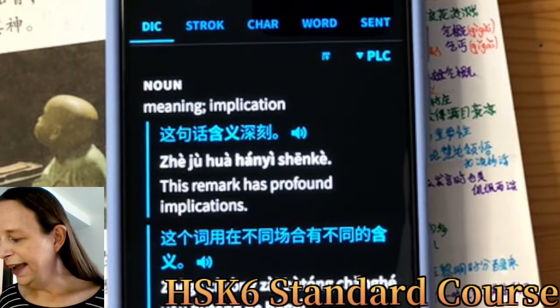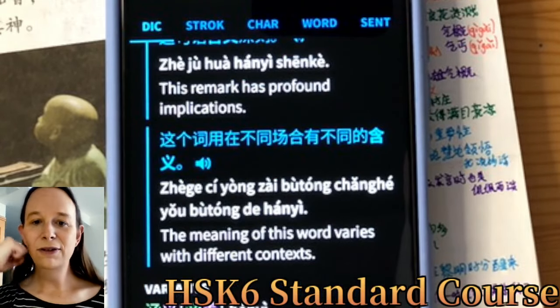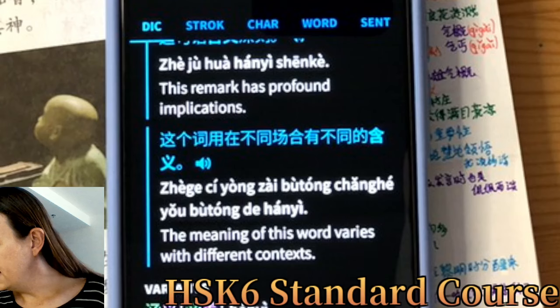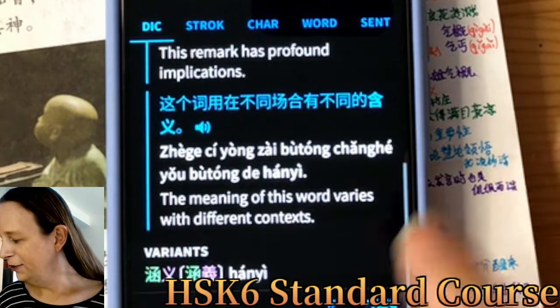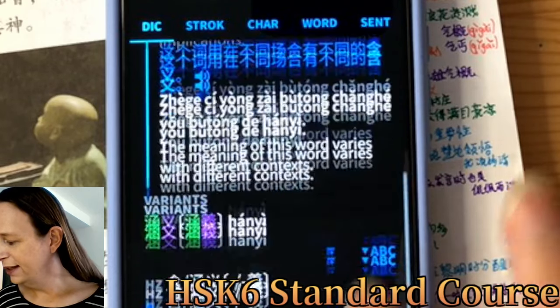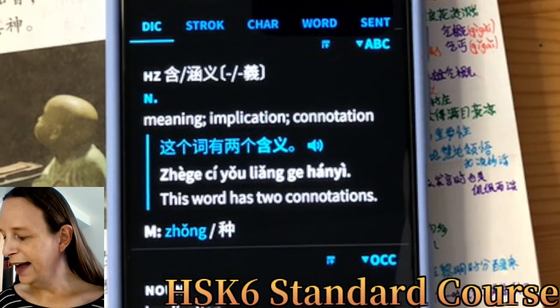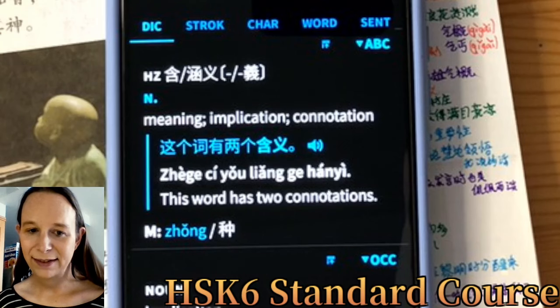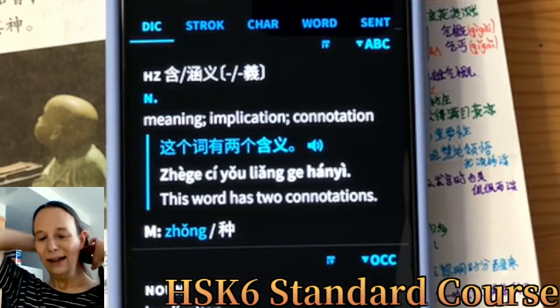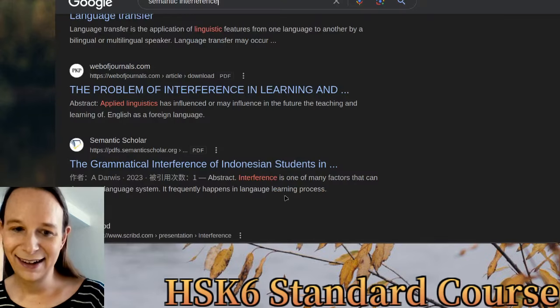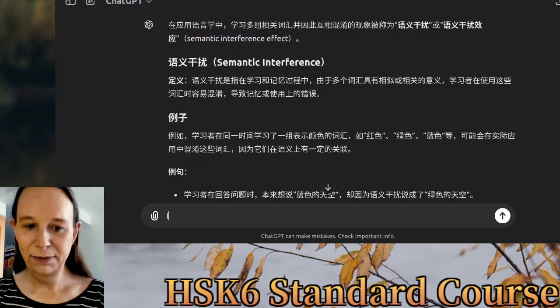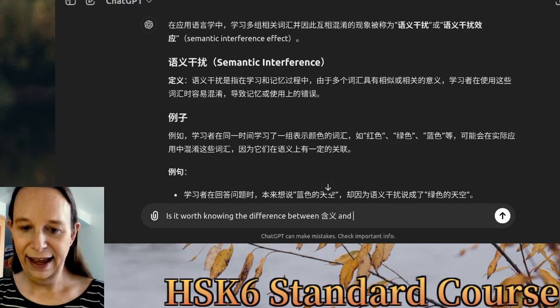含义. 这句话, 含义深刻. 这个词用在不同场合, 有不同的含义. Different meanings in different contexts. Different connotations in different contexts. Two connotations. Yeah. So it's not the literal meaning of the word, or the phrase. 内涵. What's the difference between 内涵 and 含义? I don't know. Very, very similar. Is it worth knowing the difference between 含义 and 内涵? They seem very similar.